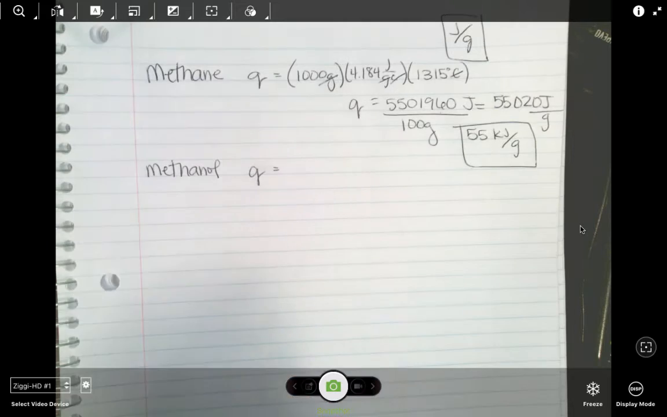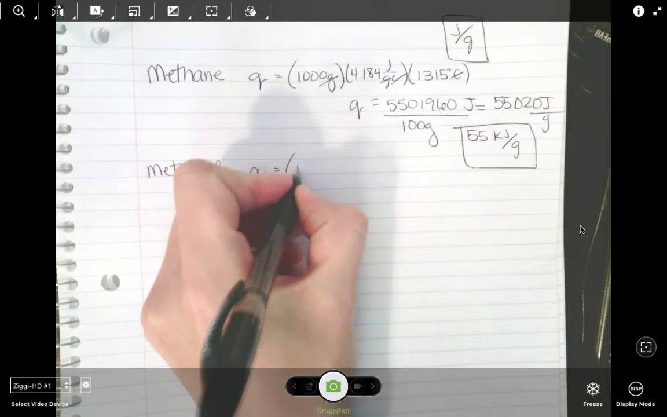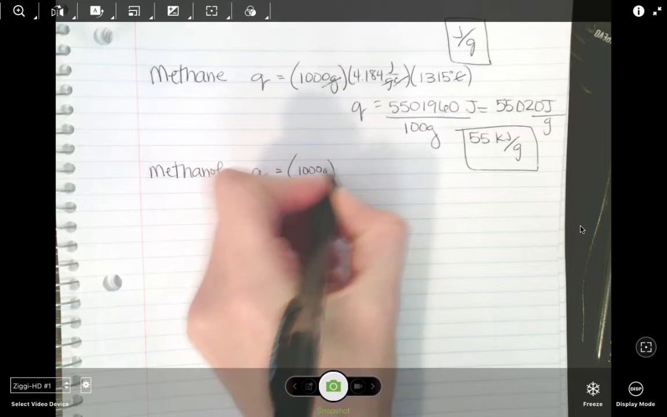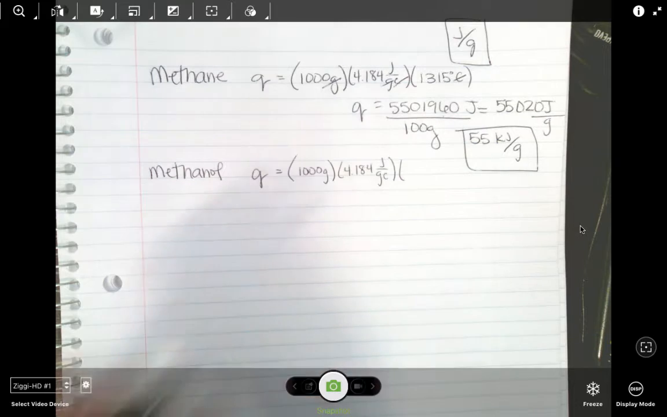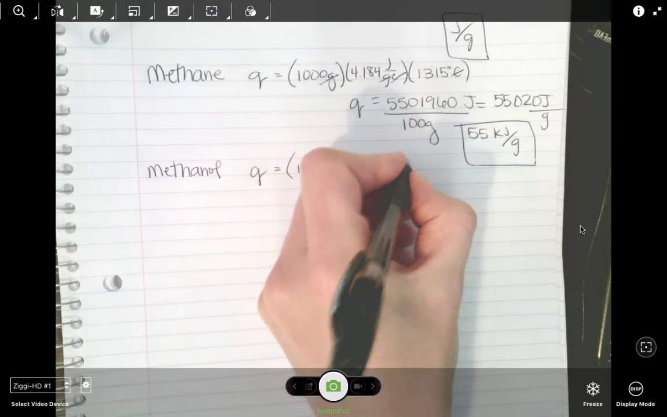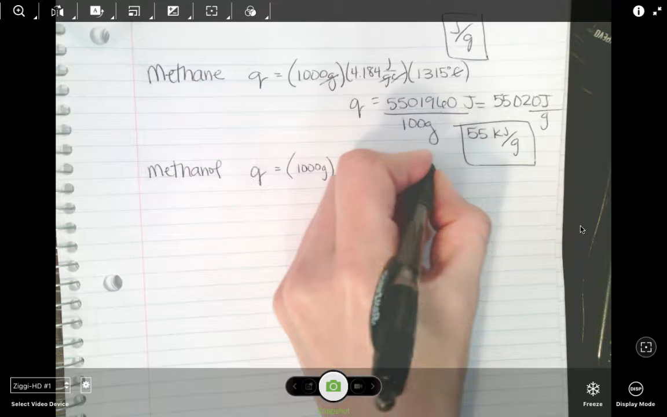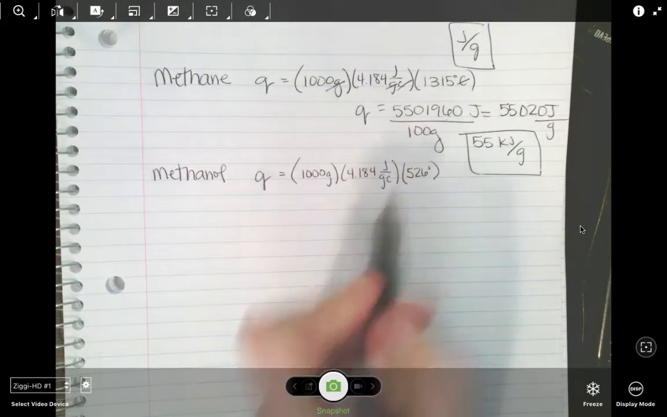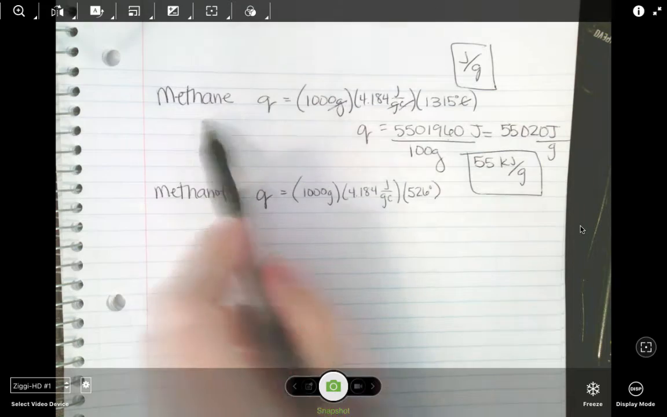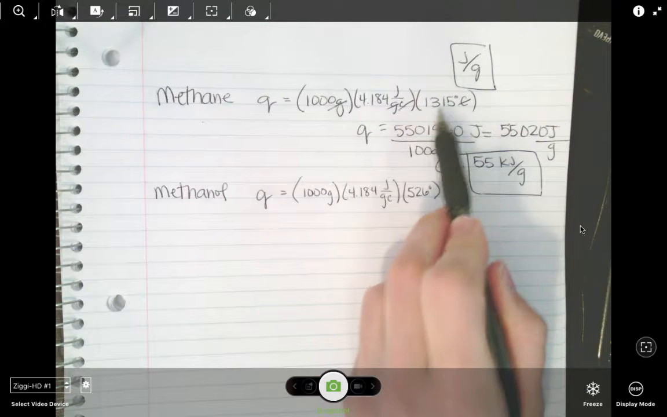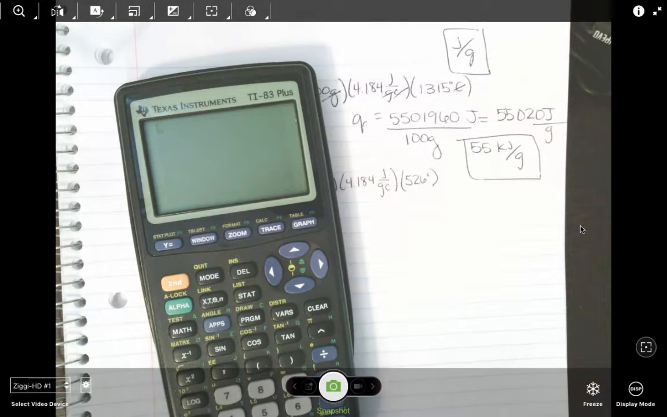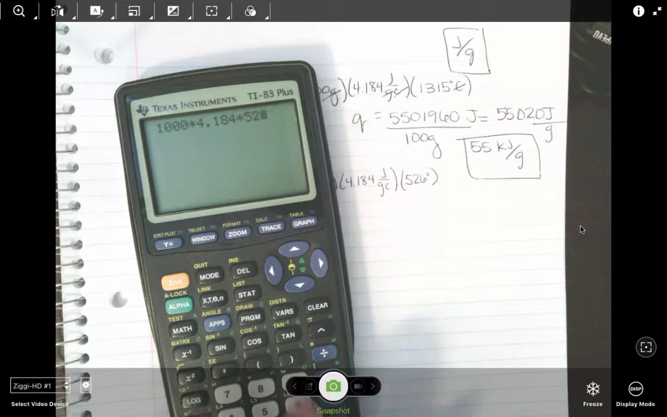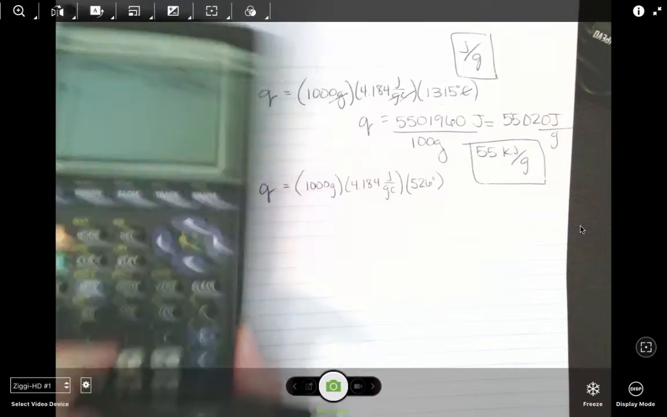The second one was methanol. Again, you heated up 1,000 grams of water, or 1 kilogram. The specific heat of water is 4.184 joules per gram Celsius. And when you combusted methanol, it only heated up the water 526 degrees Celsius. So automatically, just based on the temperature differences, I can determine that methane is a more energy dense fuel because it heated up the water more. But let's calculate that. So 1,000 grams of water times the specific heat of water times the delta T of water. So again, get me a big number.